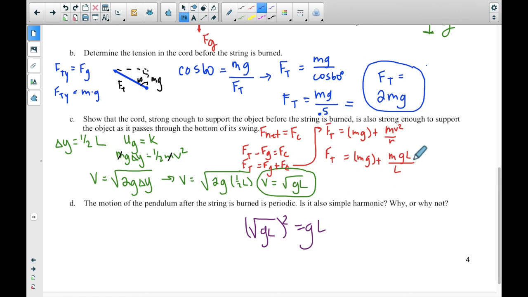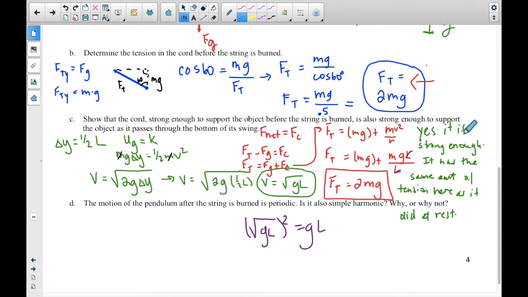Okay, also though, these L's cancel each other out. And so now I have mg plus mg. Well, what's mg plus mg? It's 2mg. And the question was, show that the cord strong enough to support the object before the string is burned is also strong enough to support the object as it passes through the bottom of its swing. Well, before, the tension F sub T was 2mg. Now it's the same thing. It is 2mg still. So we can make a little note and say that yes, it is strong enough. Okay, you can word that however you want to. I just said, yes, it is strong enough. It has the same amount of tension here as it did at rest.